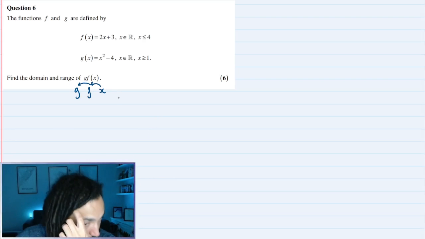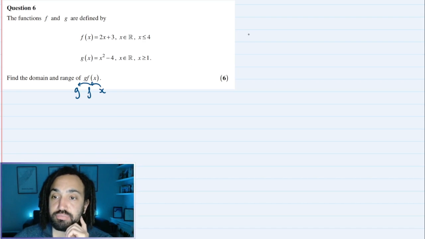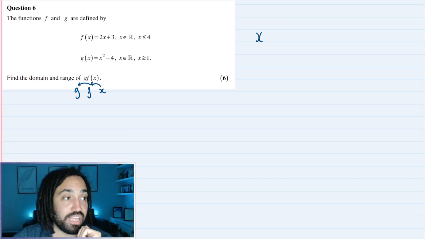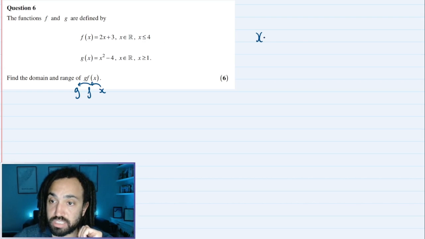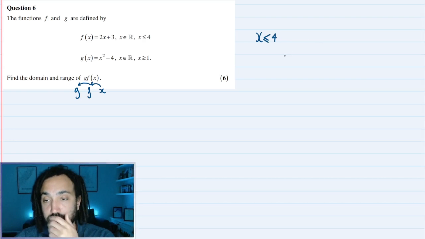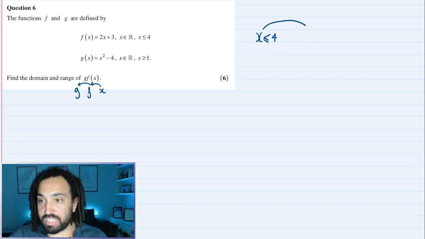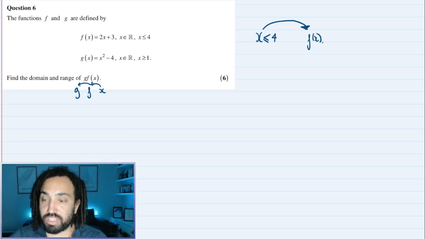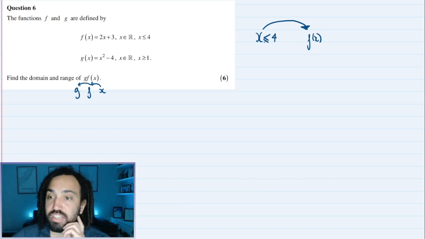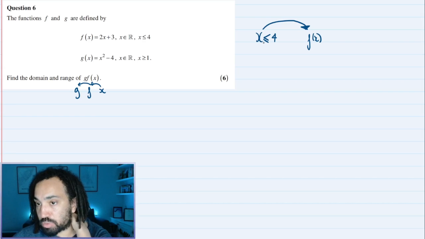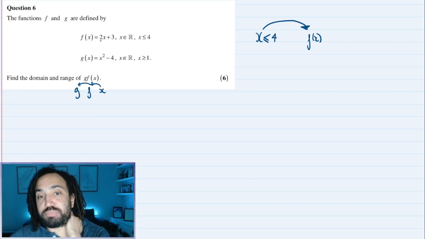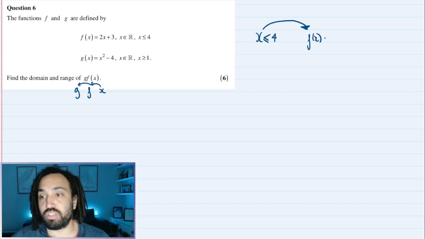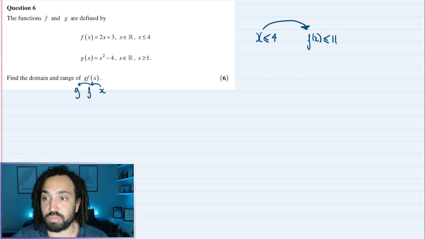So let's start off with what x's I can put into f. Well, the x's I'm allowed to put into f, because of the domain of f, is just anything which is less than or equal to 4. Okay, so I can put that into f. And what values of f of x will come out if I put in values of x which are less than or equal to 4? Well, f of x tells me I need to double and plus 3, so doubling and plus 3 to 4 gives me 11, which means that f of x will always be less than or equal to 11.